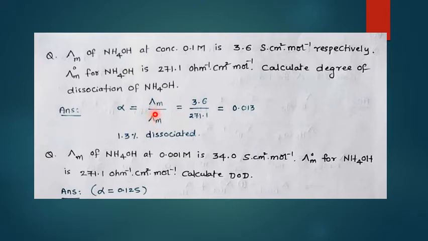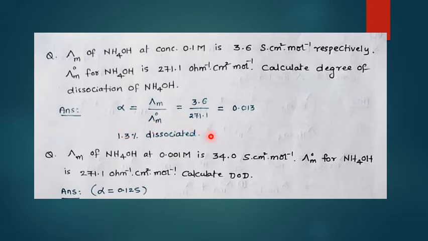Clear? Lambda m or molar conductivity is directly given. What is the molar conductivity? 3.6 by what is the infinite dilution value? 271.1. This is the final answer. This is the alpha value 0.013. But if the question mentions percentage, calculate the percentage of dissociation, then multiply with 100 and you will get the answer. After multiplying you get 1.3. So 1.3 percent dissociation takes place.